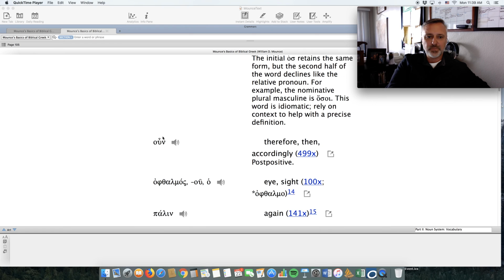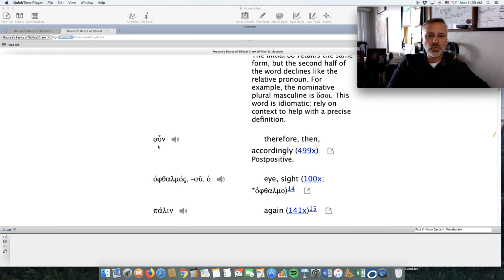There you go. Okay, oun means therefore or then. It is also a postpositive. It will never begin a sentence, but we will translate it as therefore at the beginning of a sentence in English. All right.